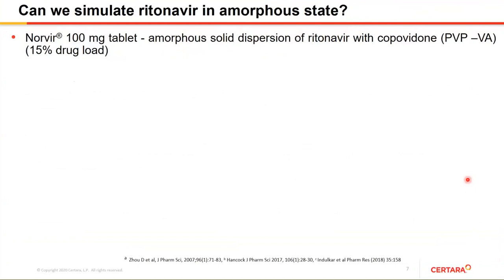So the first question which we asked while getting on with this project is, can we simulate ritonavir in its amorphous state? Norvir, which is the brand name for the ritonavir commercial formulation, is a 100 milligram tablet. It's an amorphous solid dispersion of ritonavir with copovidone. It's a 15% drug load.